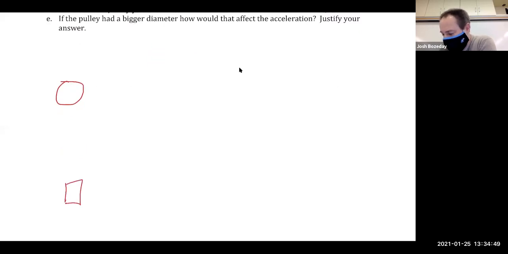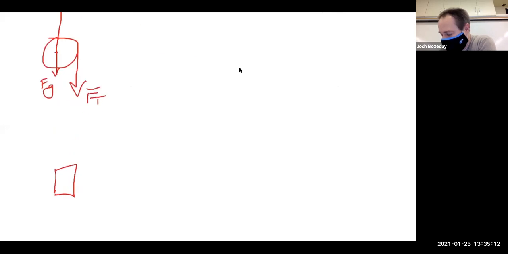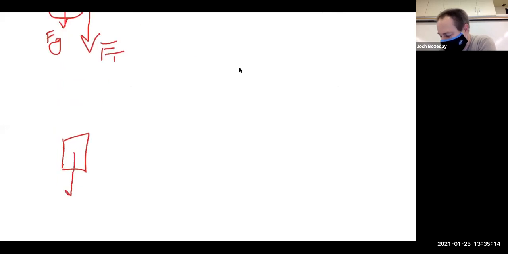The pulley or the cylinder has force tension down, like we were just talking about. It's got some mass, so it's got its own force gravity, and it's got some supporting force, force support, up, right? And the hanging mass has force gravity down and force tension up.